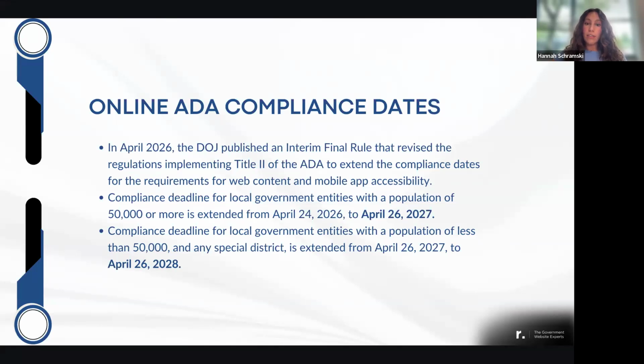So that compliance deadline for local government entities with a population of 50,000 or more is extended from this year, April 2026, all the way to April 2027. And the compliance date for local government entities with a population less than 50,000 and any special district is extended from April 2027 all the way to April 2028. So you have 2 years from now, roughly, to be in compliance. So it's great that you're here today and continuing that ADA education so that you have time to get everything in order before these compliance dates hit.